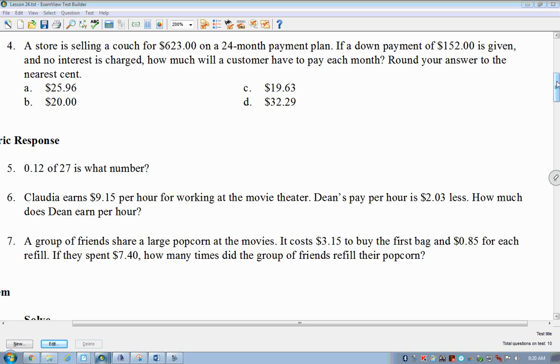Okay, number 5 is just like number 1. 0.12 of 27 is what number? So if we set that up as a proportion, what do I get? How would I set that up as a proportion? Just like how we solved number 1. Yep, we're on number 5. 12 over 100, because 12 hundredths is equal to 0.12. All right, so 12 times 27 divided by 100.